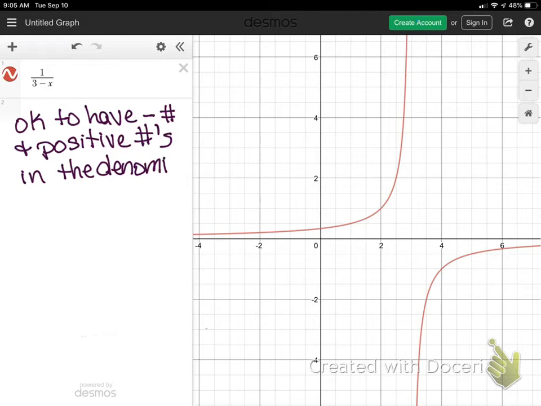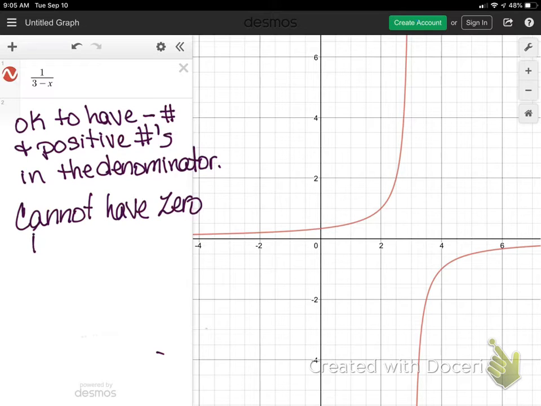What can I not have? I can't have 0. So I cannot have 0 in the denominator. That is undefined. It is error. So in this situation, it does not matter what's on top. My numerator does not matter at all. The only thing that matters is my denominator.